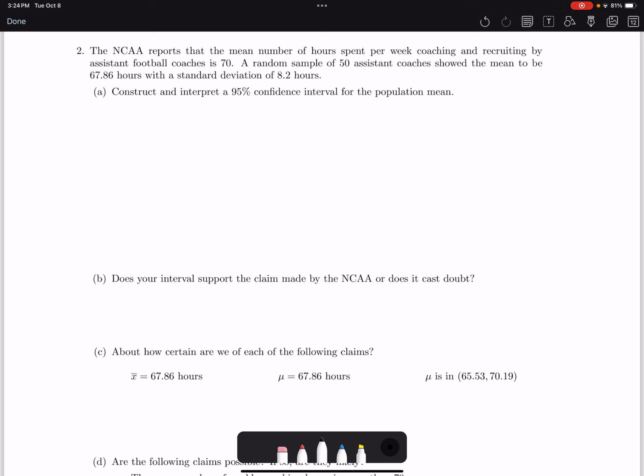Okay, so 67.86 hours, that's a little bit less than 70, right? So maybe the NCAA isn't quite telling the truth or something. Well, we could construct a confidence interval to see whether 70 is within the realm of possibility given what we have observed in our sample, right? So that's what part A asks us to do. Construct and interpret a 95% confidence interval for the population mean.